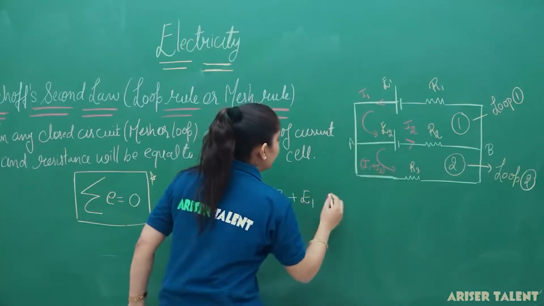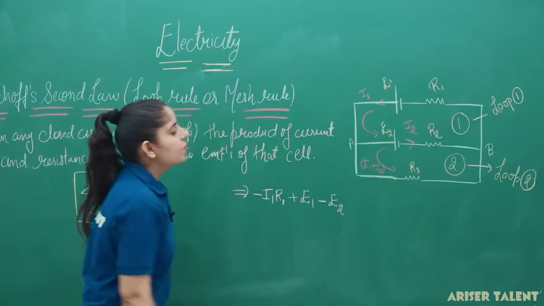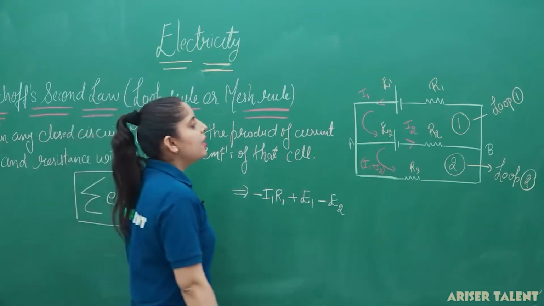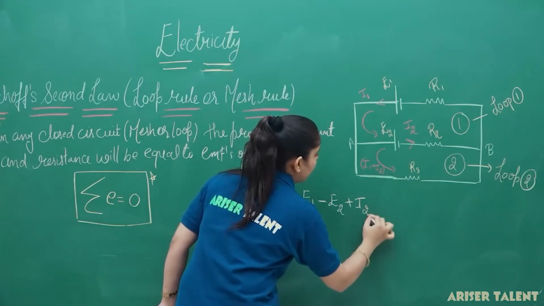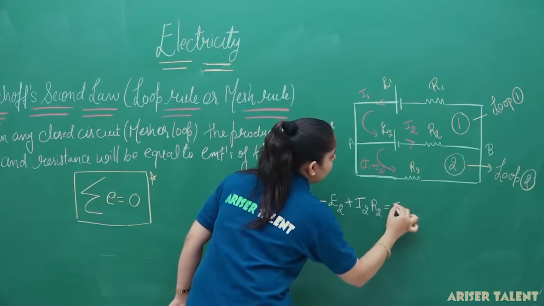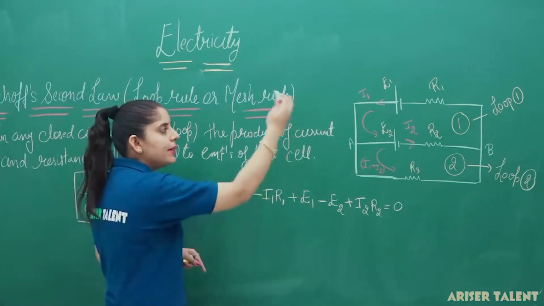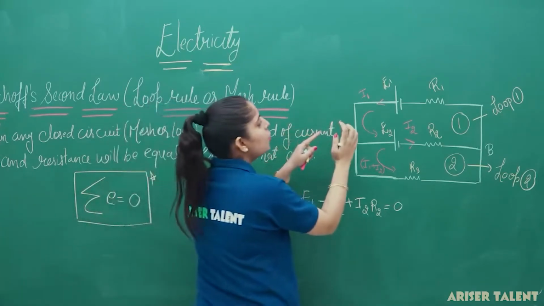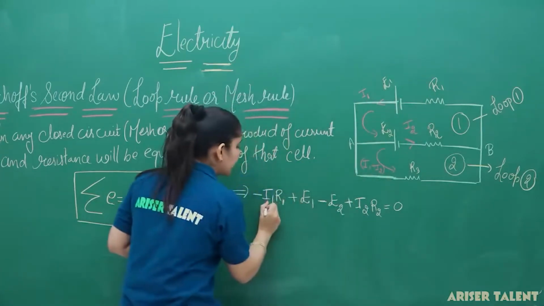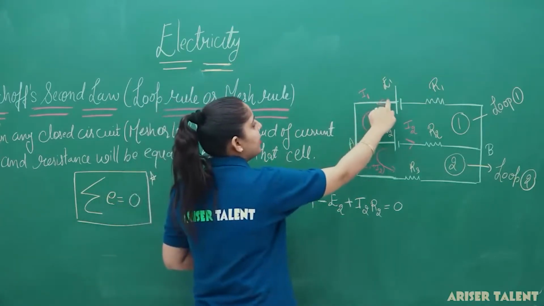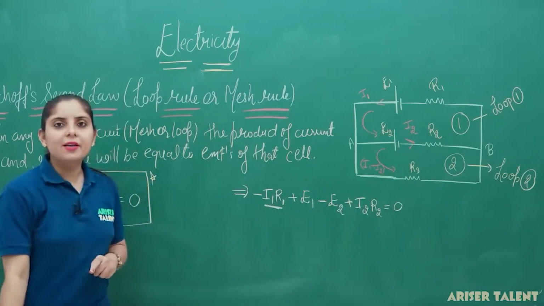Now, if I am going from here, what will I get? E2 here. After E2, what is the value of the current here? The value of the current here is I2R2. So, I2R2 equal to 0. So, you can easily see from here that we have completed our loop 1. And what does loop 1 state here? I1R1, that is the direction of the current I am taking here, battery E1, battery E2, and this will be I2R2. So, we have completed our loop 1.